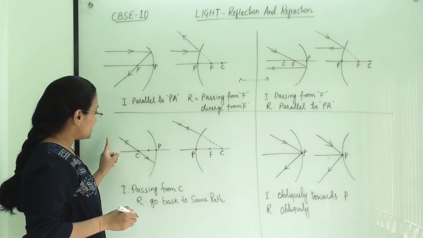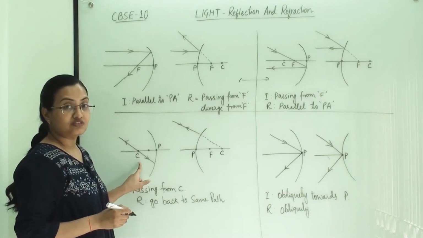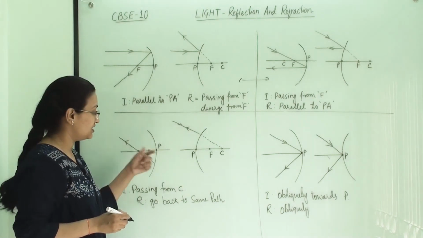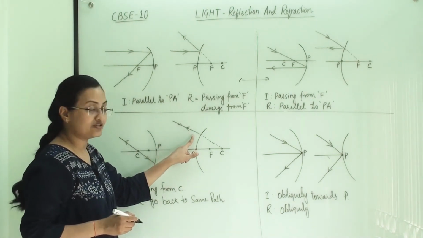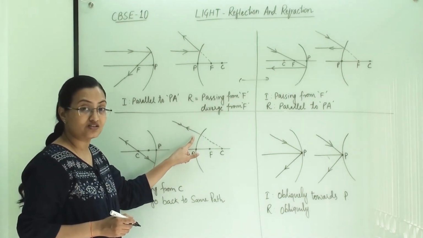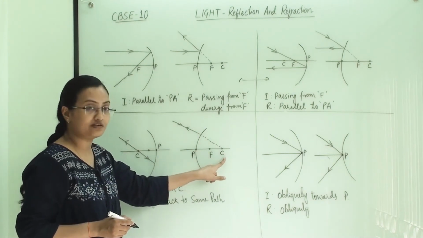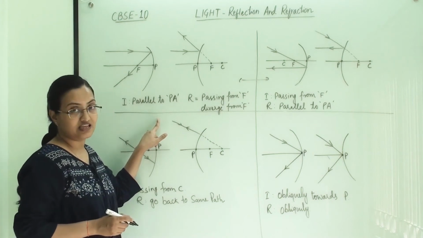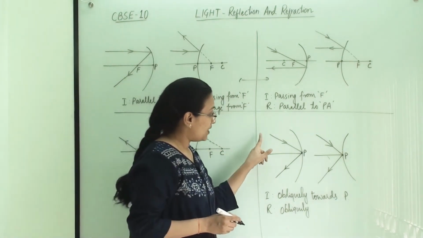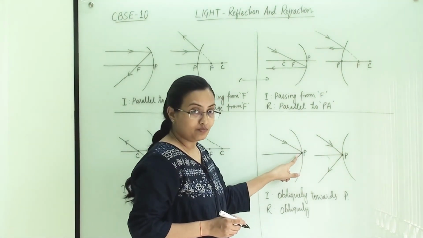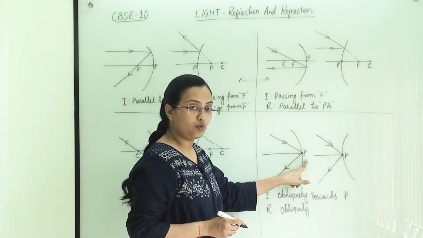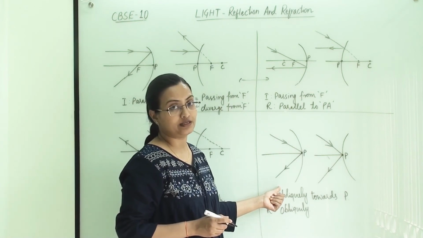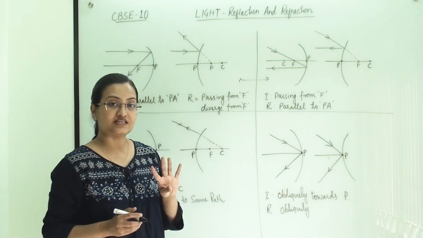Then here, when the incident ray is passing through the center of curvature, it will go back along the same path. Here also, when the incident ray is falling on the convex mirror such that when we extend it, it will touch the center of curvature, it will go back along the same path. Then when any ray comes obliquely towards the pole P, the reflected ray we also get obliquely. So there are four cases.